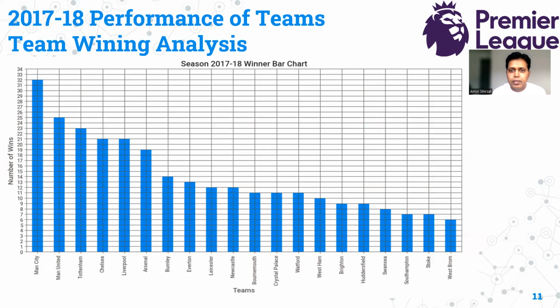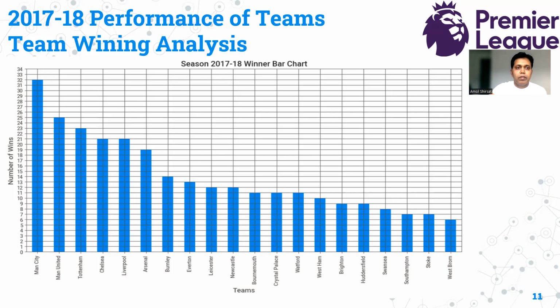Next, we will be doing the analysis for 1 season, 2017-18. We'll be seeing the different types of results we have tried to extract for this season 17-18. The first thing is the winner, and we can find out that Manchester City was the team who won the maximum number of matches. There are 38 matches, and out of 38, 32 matches were won by Manchester City, making them the champion for this season, followed by Manchester United, who have won 25 matches, and then followed by Tottenham, Chelsea, Liverpool in the order.